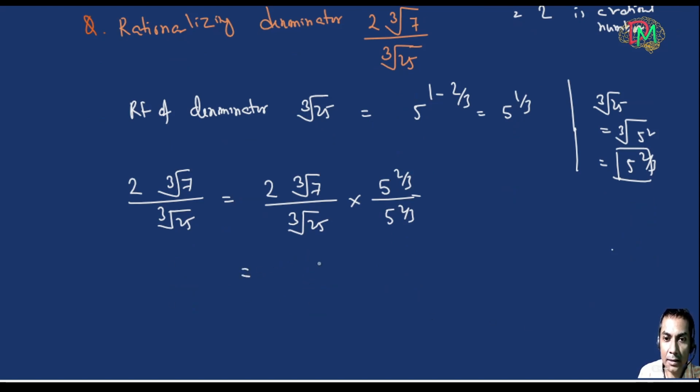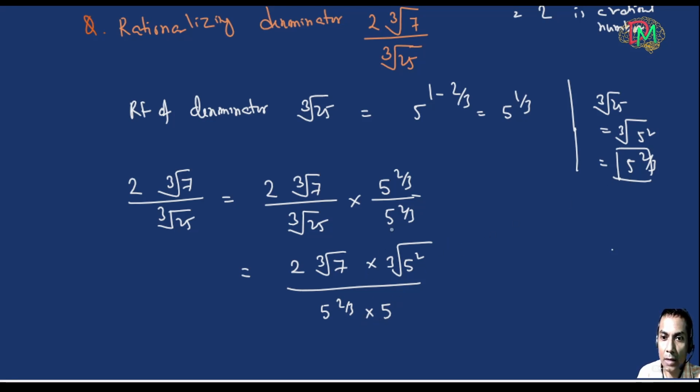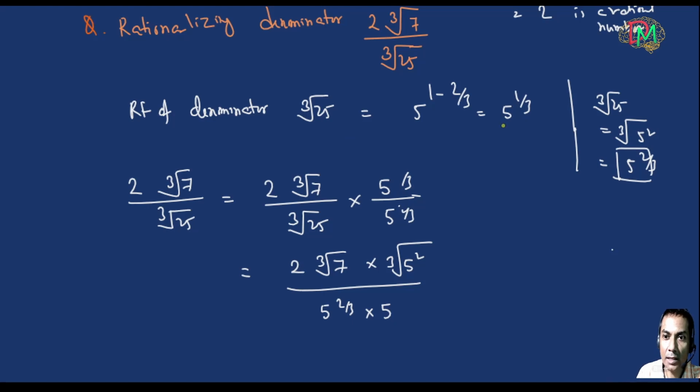So here we will get 2 cube root of 7 into 5 square cube root, and here we will get 5 to the power 2 by 3 into 5 to the power... so the RF is not 2 by 3, it is 1 by 3, sorry, because we get the RF here as 1 by 3. So here we'll get 5 only. Done. This is 1, this is 1, so here we get 1 by 3.